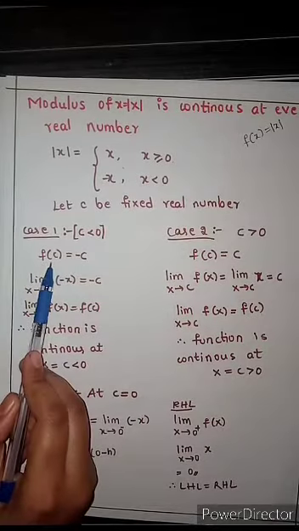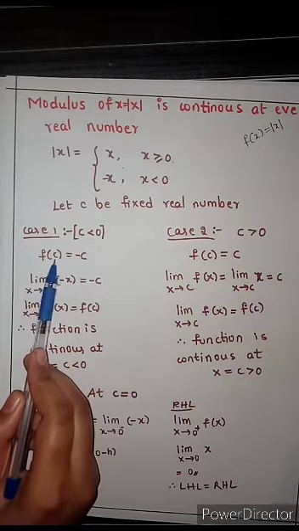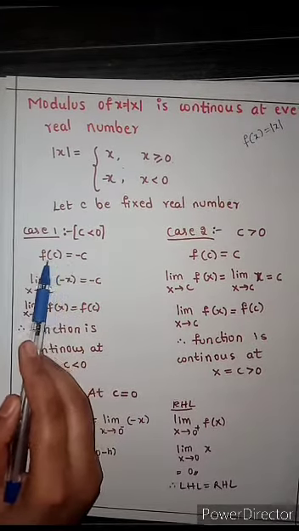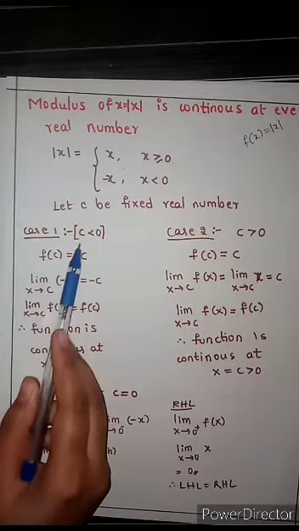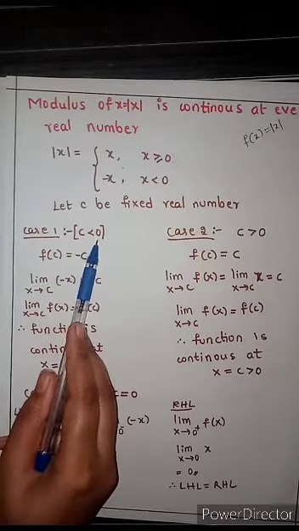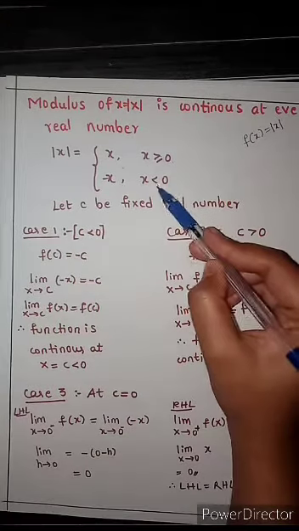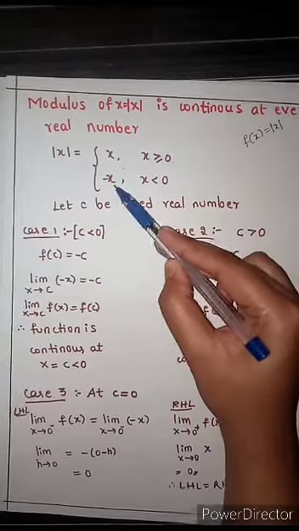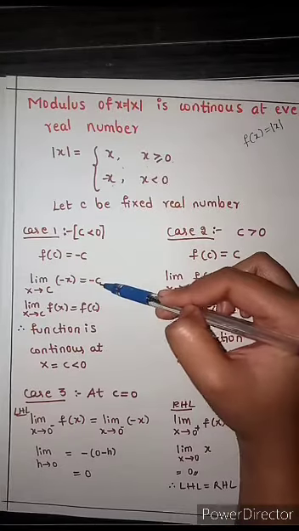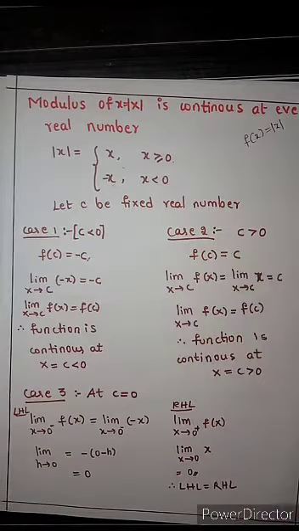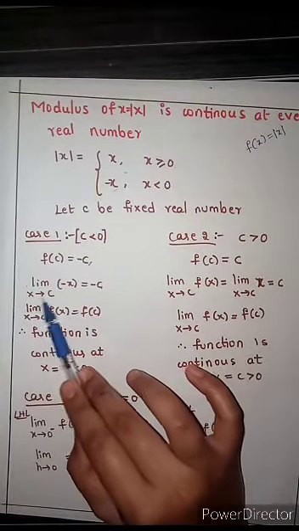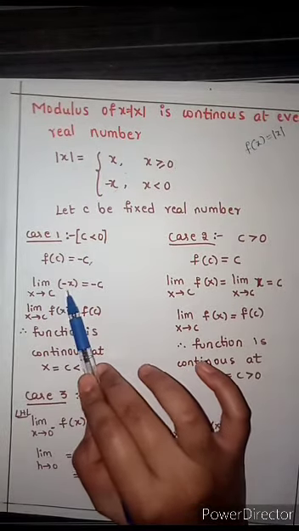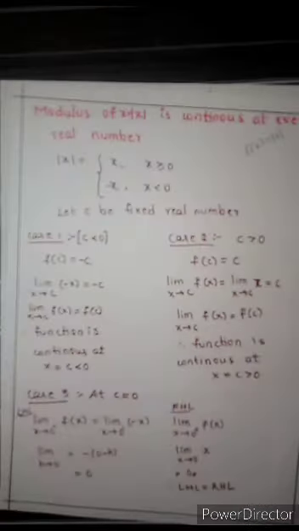Now see, let's take the functional value, where I have told c is a real number. So f of c equals minus c. Why? Because c is less than 0, so we take minus x, and in the place of x we get minus c. So f of c equals minus c, and limit x tends to c of minus x.